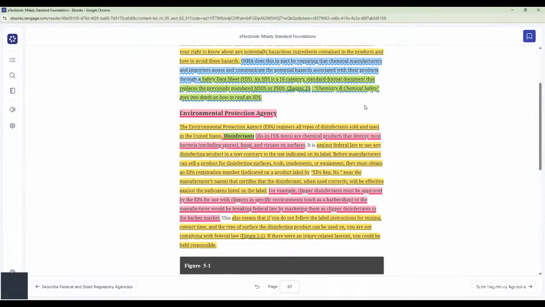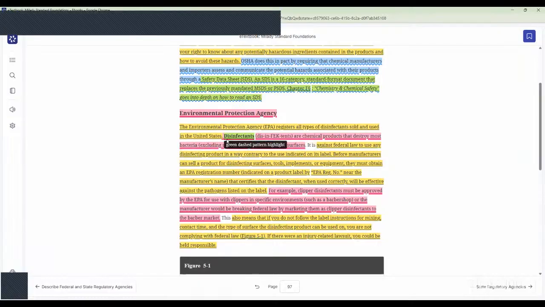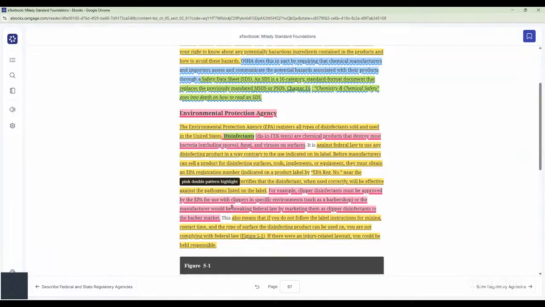All right, all right, all right. Let's go a little further into EPA. Disinfectants are chemical products that destroy most bacteria, fungi, viruses on surfaces. All right, so learning about disinfectants and what they do, I did highlight in yellow. So it is against federal law to use any disinfecting product in a way contrary to the use indicated on the label. So we cannot be drinking a disinfectant.